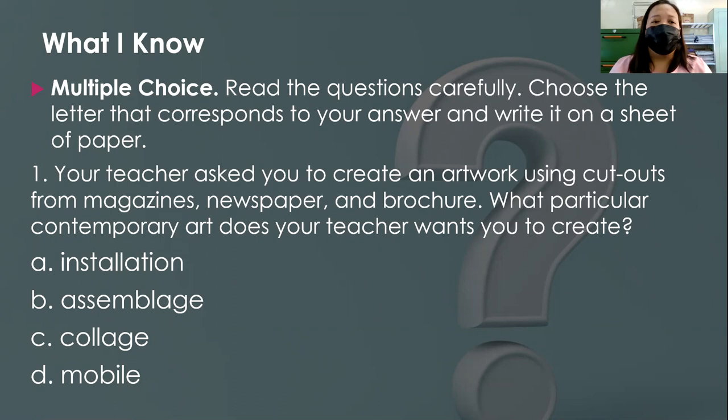So number one, your teacher asks you to create an artwork using cutouts from magazines, newspapers, and brochures. What particular contemporary art does your teacher want you to create? A, installation. B, assemblage. C, collage. D, mobile.